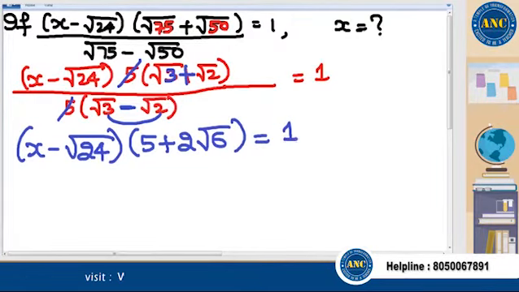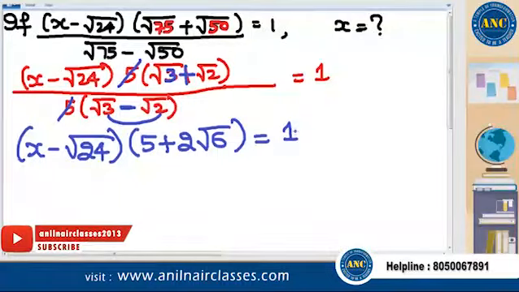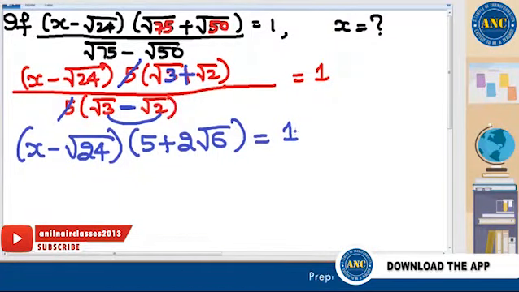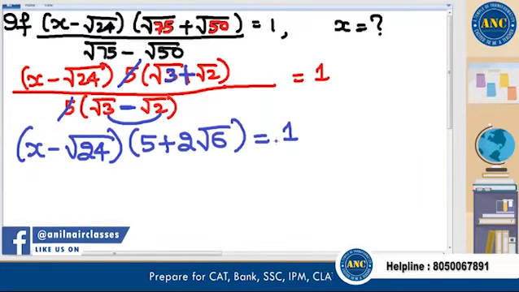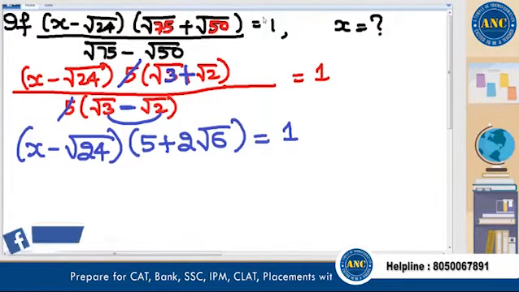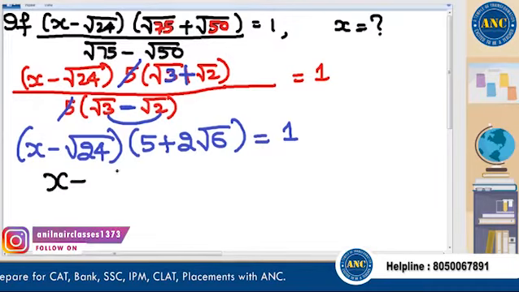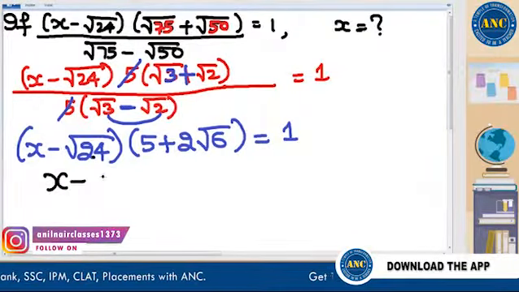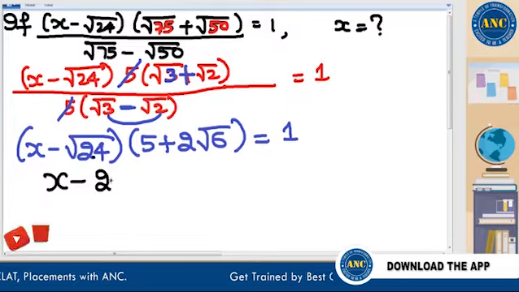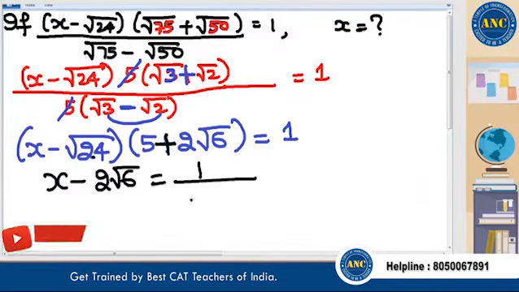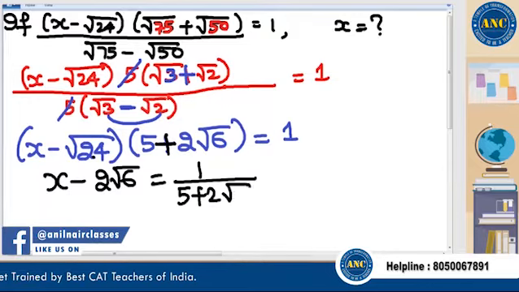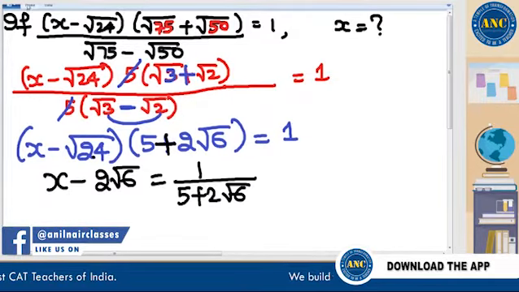Eliminate the intermediate steps. That is very, very important. You should have the skill of eliminating the intermediate steps. Otherwise, you will face a lot of difficulty, right? Now, can I again say x minus root 24, which is root 4 into 6, which is 2 root 6, is equal to 1 divided by, shift it to the denominator, 5 plus 2 root 6.